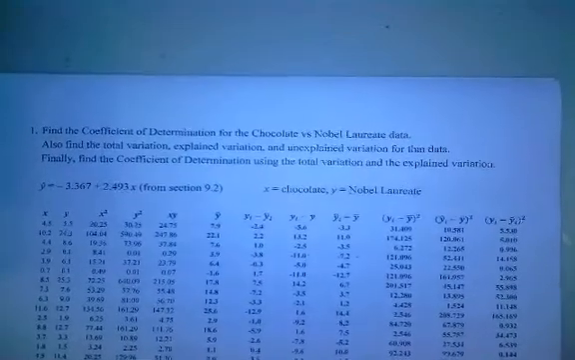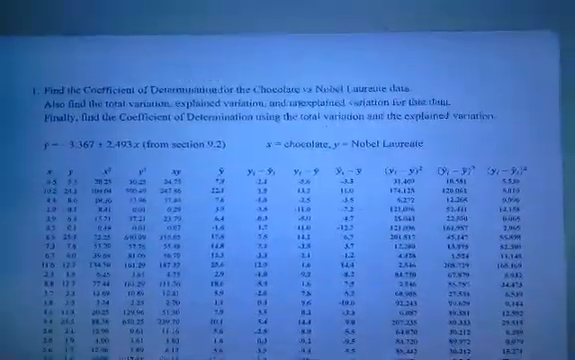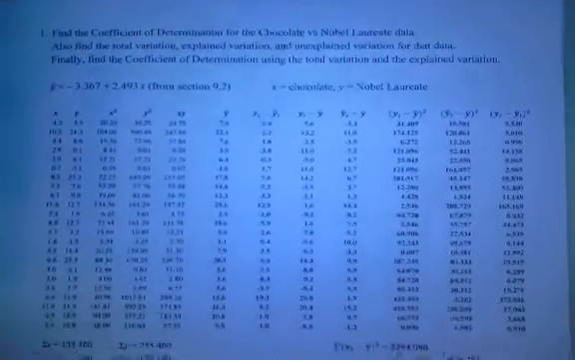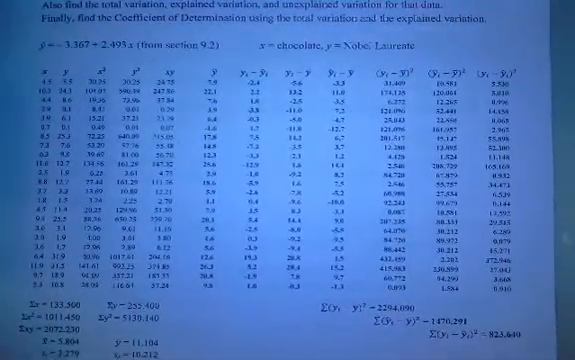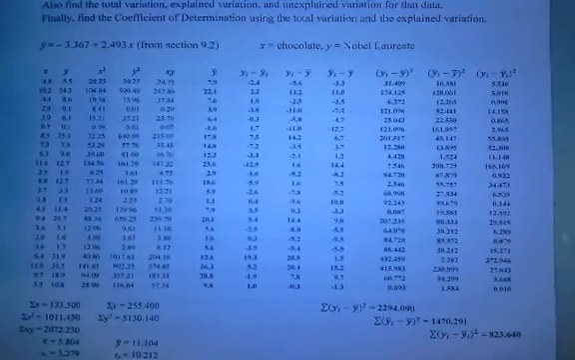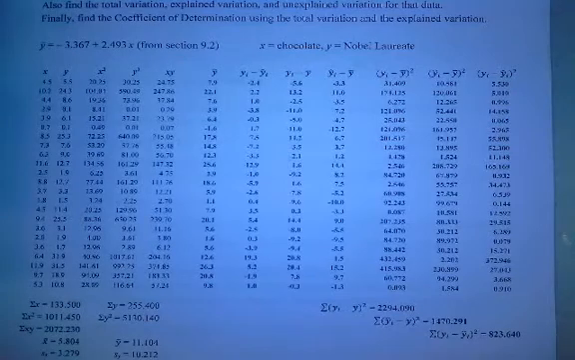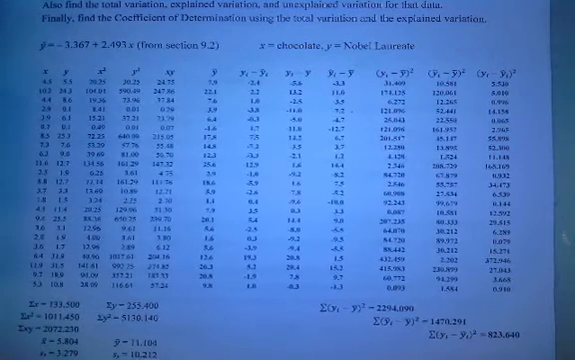All right, so let's go back to our chocolate versus Nobel laureates again. It saves us a lot of time and effort because we already have a whole bunch of things that are already calculated. Now, a few additional columns that we haven't seen before. So let me go over it.